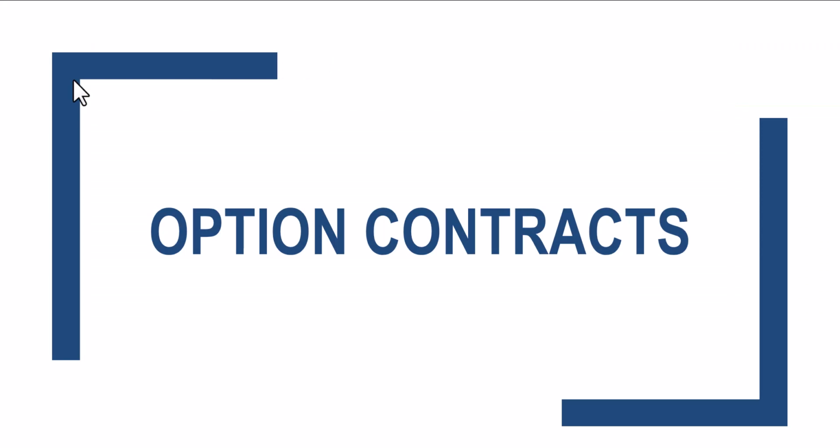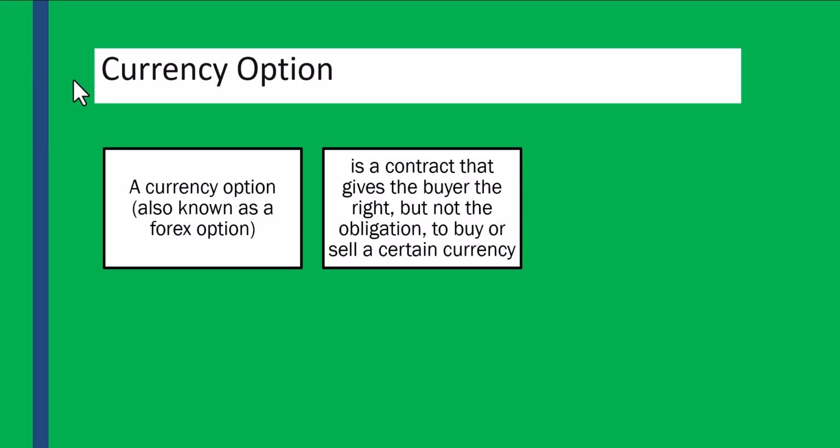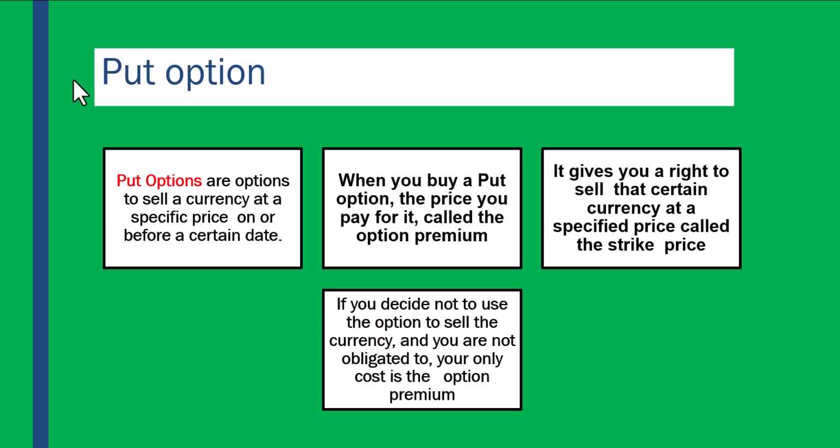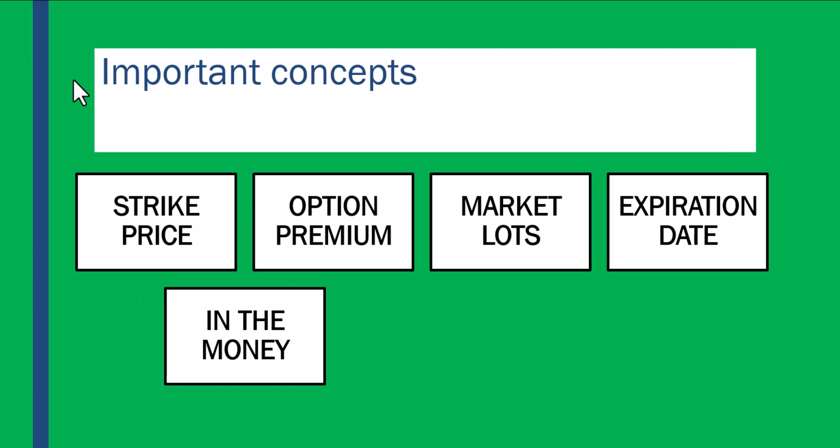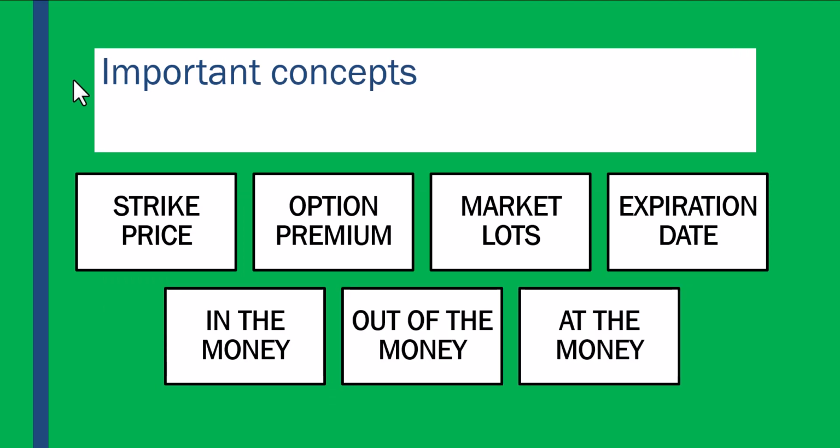So I think time is also very near, so let's end it. We'll start with a little bit more of call options and put options. Then we're going to talk about strike price, option premium, market lot, expiration, in the money, and out of the money, which I've already covered through an example. We're going to cover a little bit more.